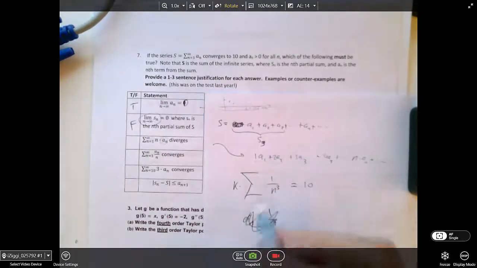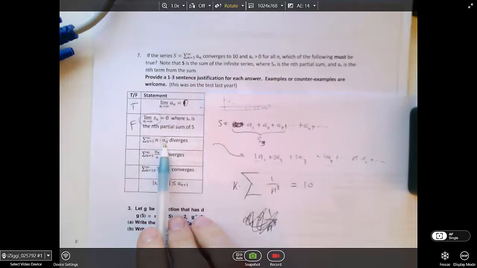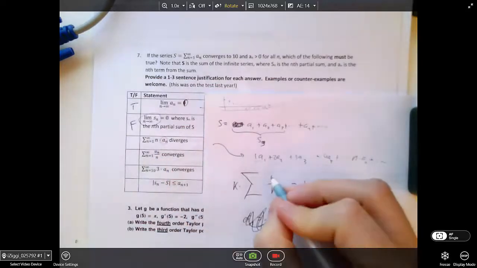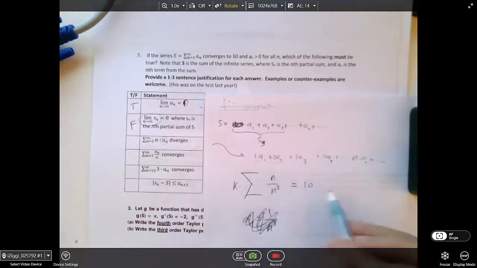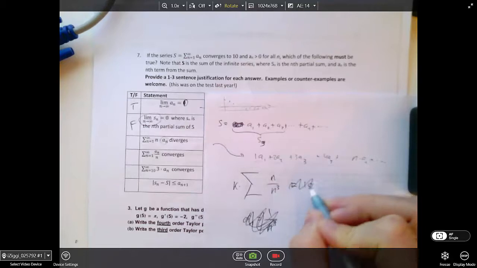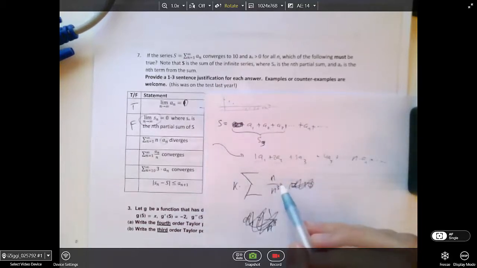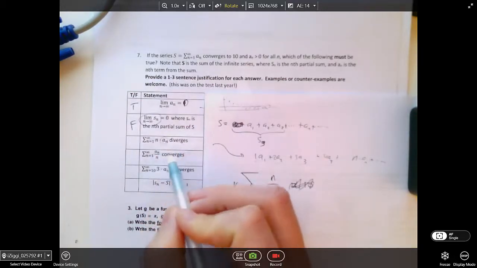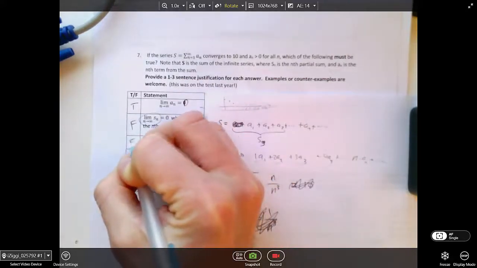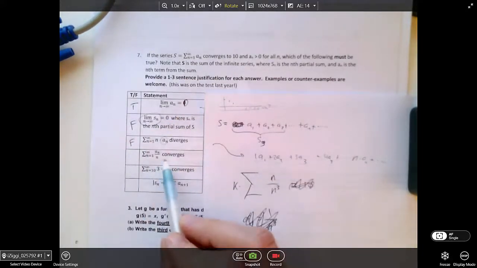But notice that if I multiply each of my terms by an n, that's like doing this, and that's going to give me 1 over n squared, which still converges. It's not going to converge to 10 anymore, but it's still going to converge because it's a p-series where the exponent down here is greater than 1. So just because we're making each term larger doesn't mean it's going to diverge. So this one's false.